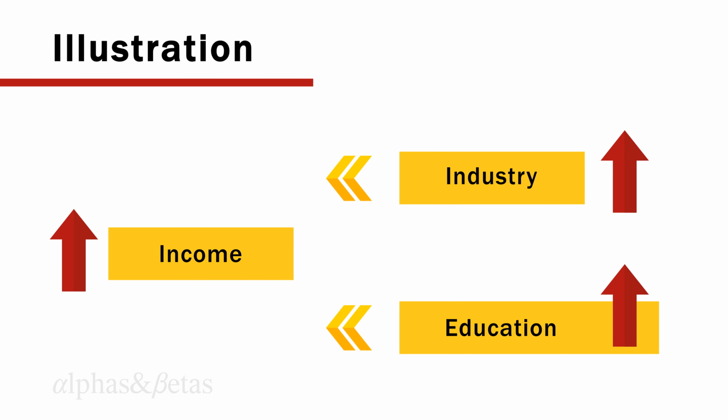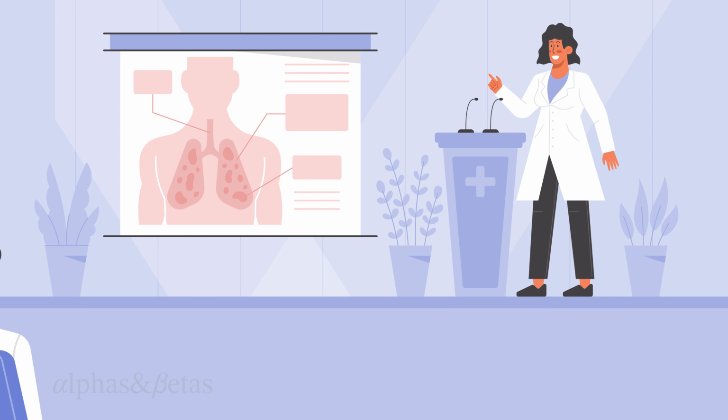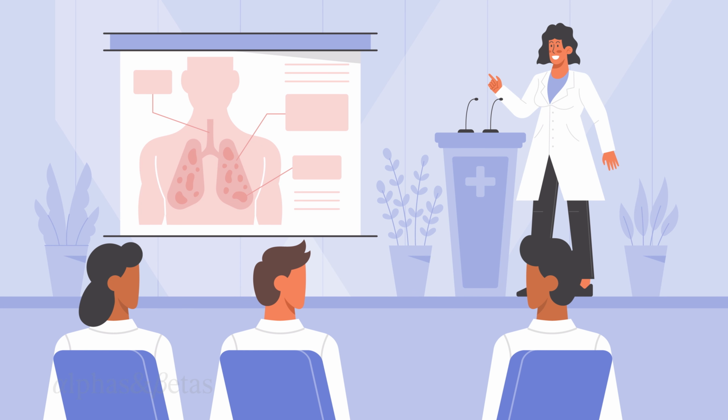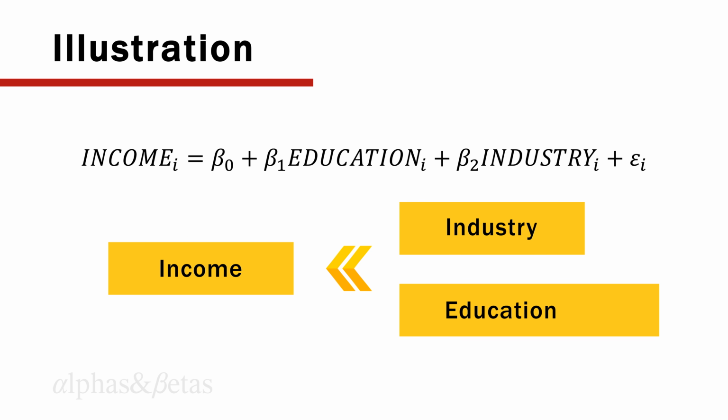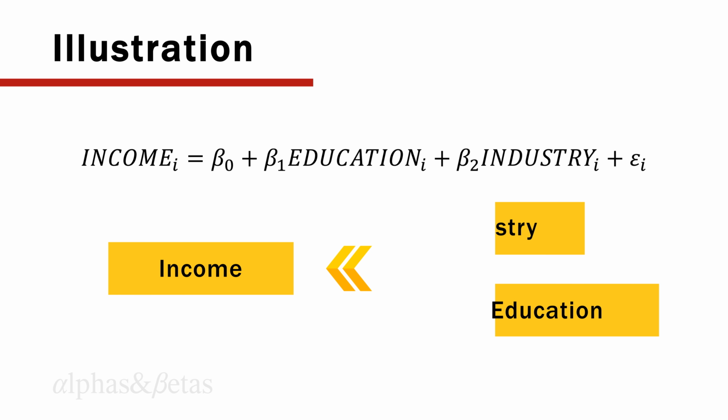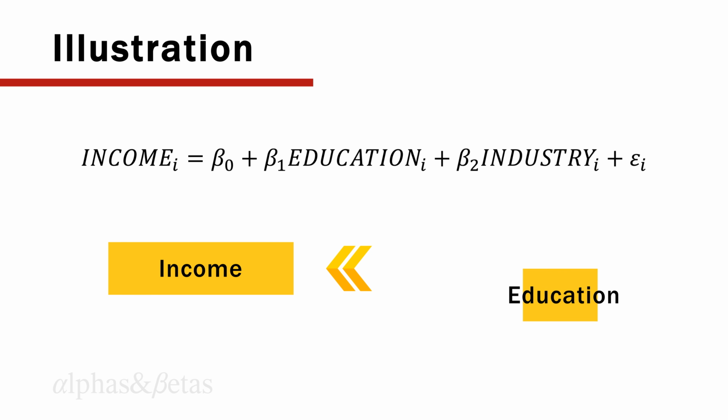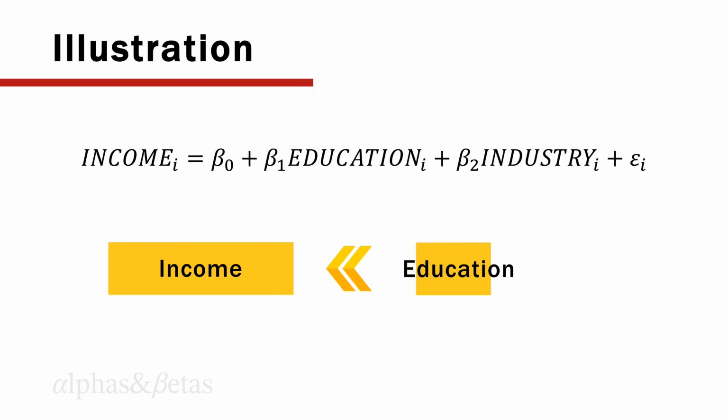However, education can also influence the industry in which you work. For example, it can open doors to professions such as medicine. By using multiple regression, we can separate the effect of industry from education and focus on the specific impact of education that doesn't pass through industry.